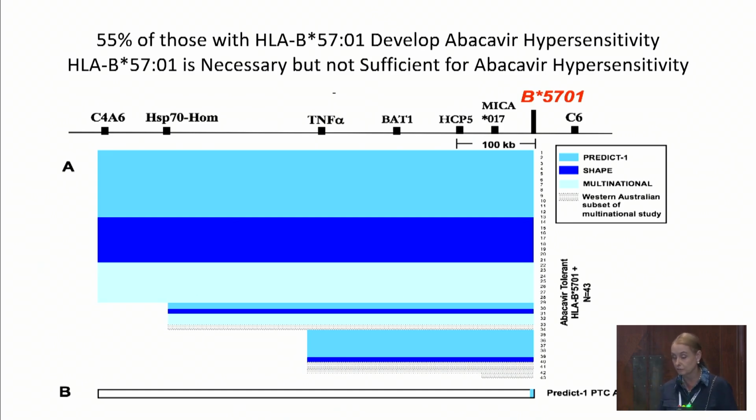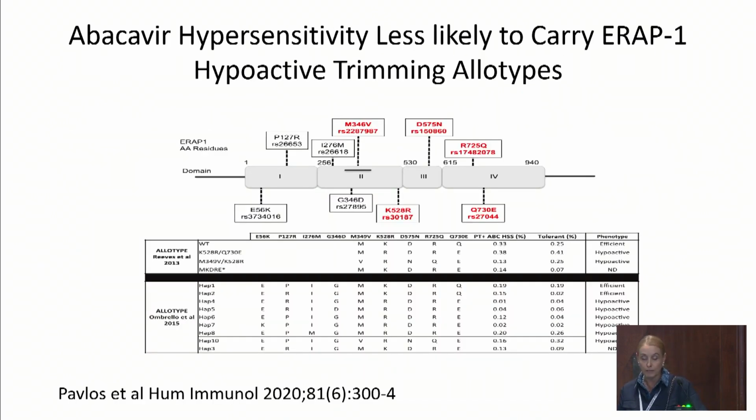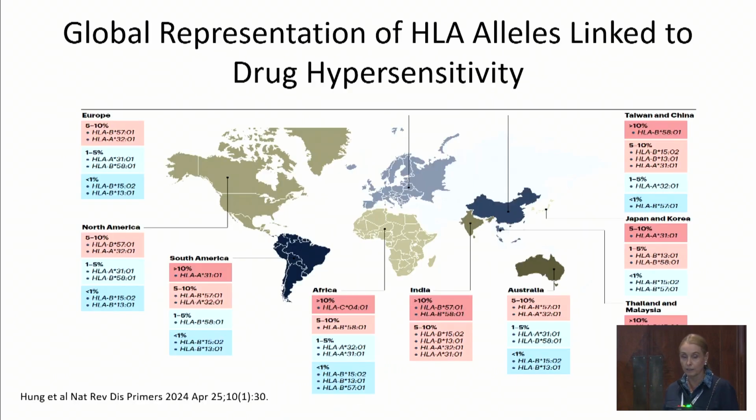So all of the screening alleles actually had to be HLA-B5701. And we showed actually that endoplasmic reticulum aminopeptidases trim peptides to the size of 8 to 10 mers that can be recognized and presented by HLA-expressing antigen-presenting cells, and this was also overrepresented in those that actually had abacavir hypersensitivity. They were less likely to have a hypoactive allotype.